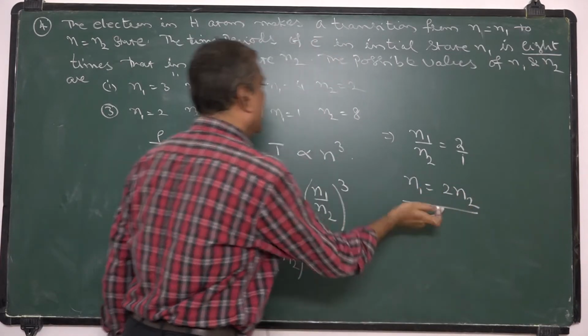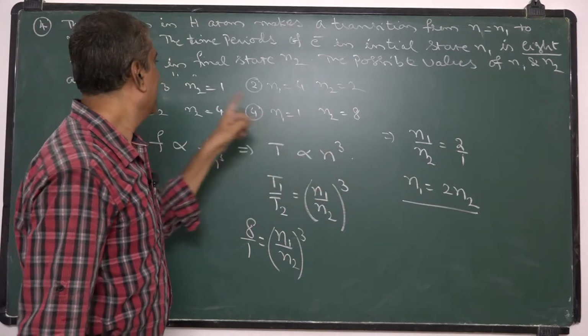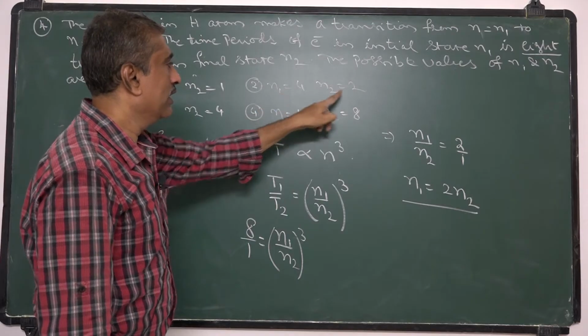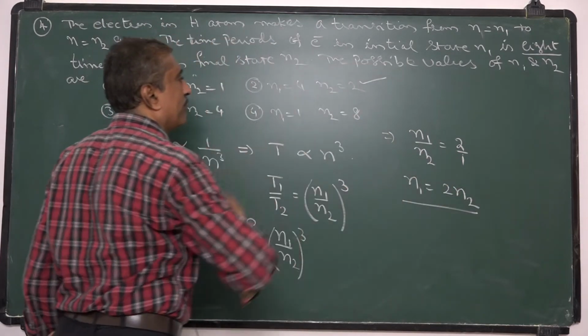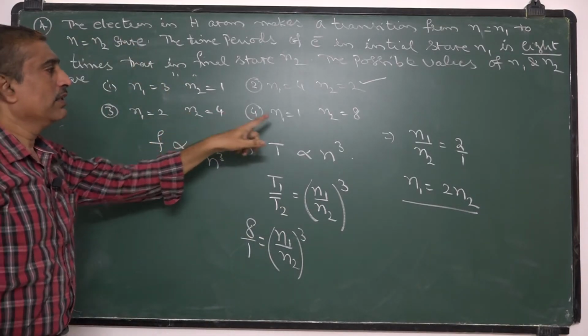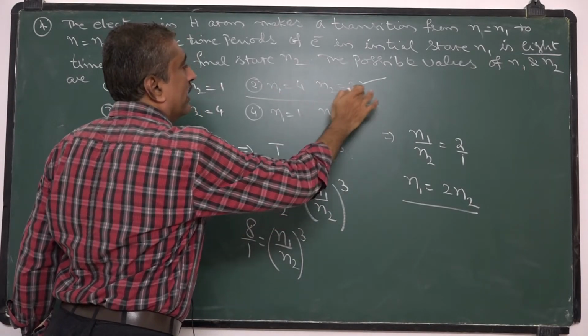Now from these we have to select the options. If n1 is 4, n2 is 2, so this is valid. If n1 is 2, n2 is 4, this is not valid. So the correct option is n1 equal to 4 and n2 equal to 2.